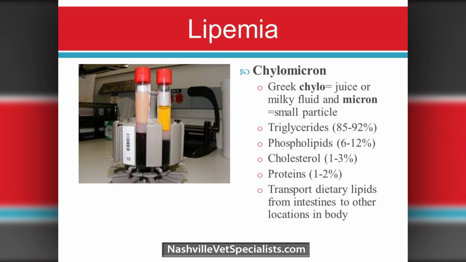Really, we're talking about chylomicrons being made after the animal eats. Chylo means juice or milky fluid, and micron means small particle. But if you look at the breakdown, the majority is all triglyceride. And look how low cholesterol is. It's only 1 to 3.